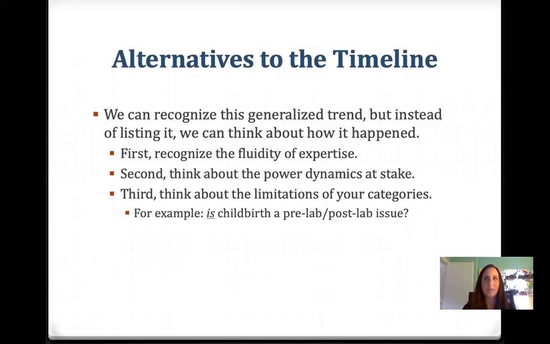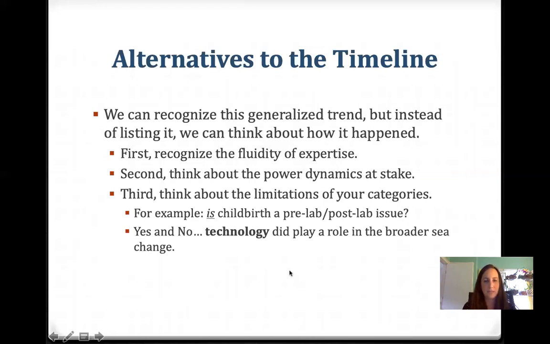But pre-lab, post-lab seems like a clunky way to describe what's really going on there. It's really useful for understanding how the identity of the plague and other bacteriological infections work. But maybe we might need different terminology for understanding the shift in the field of obstetrics. So technology also played a role in the broader sea change of childbirth.